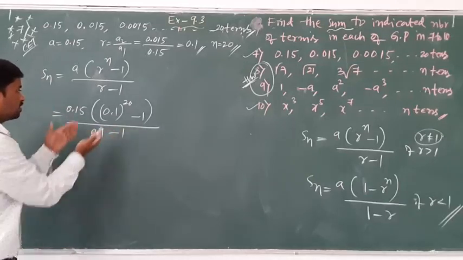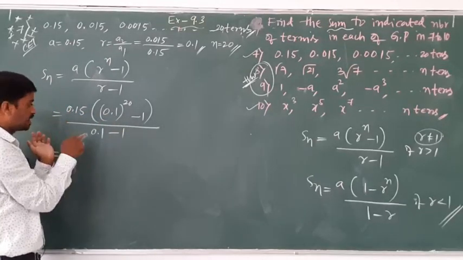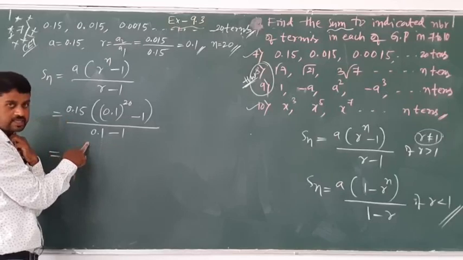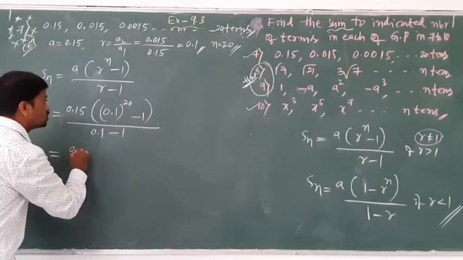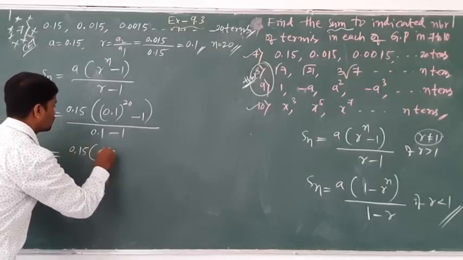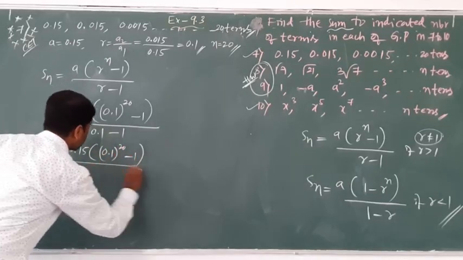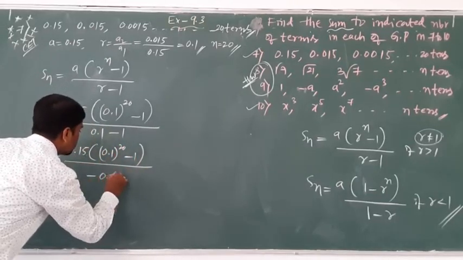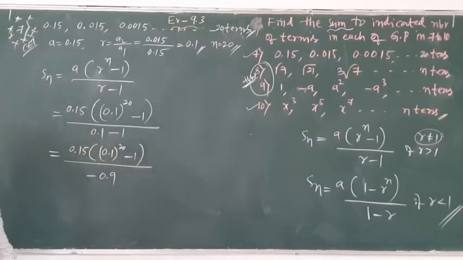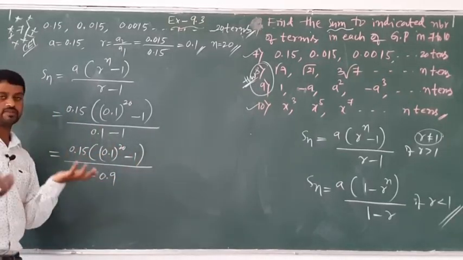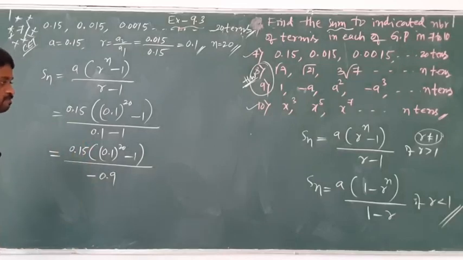Here, the numerator has minus to get common because the denominator has a minus, therefore obviously 0.15 into 0.1 whole power of 20 minus 1 divided by minus 0.9. The numerator also has a minus common, therefore obviously the minus gets cancelled.